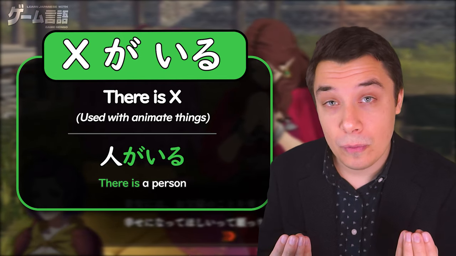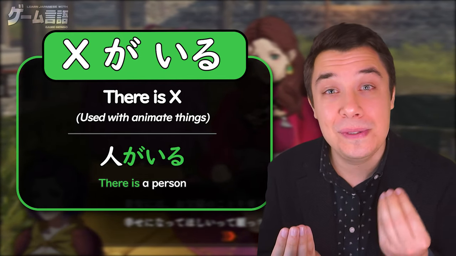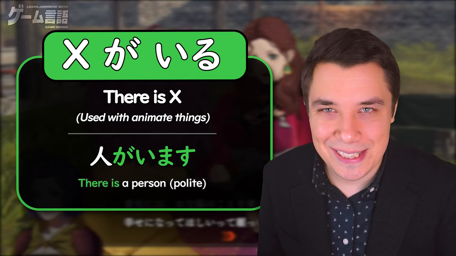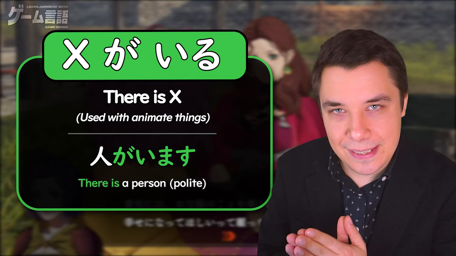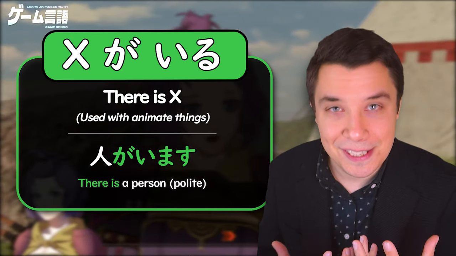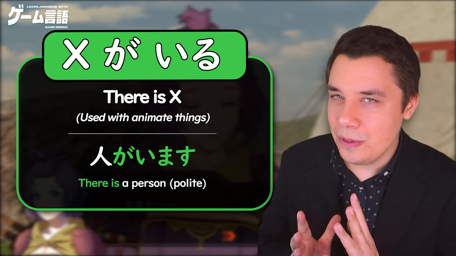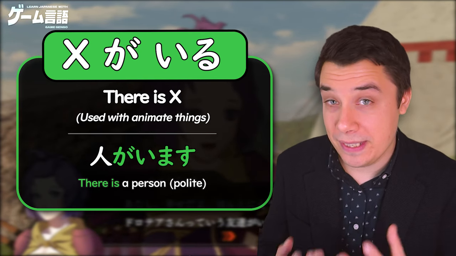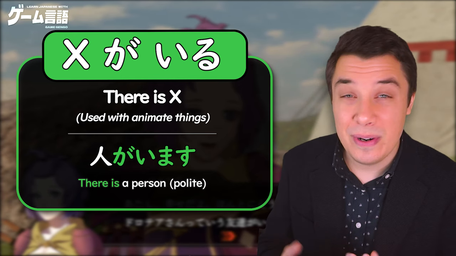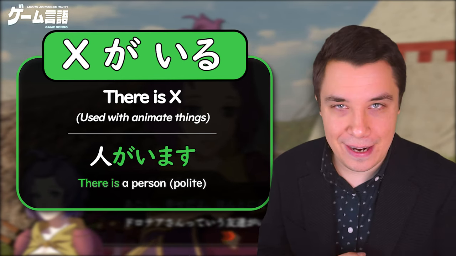And on the flip side, if you want to talk about something that's alive, instead of ARU, you just use IRU. Or instead of arimasu, you use imasu. So a literal translation would be something like, there is, they exist, right? Now, you could also use this, for example, when you say that you possess something. Like, for example, if you have a friend.